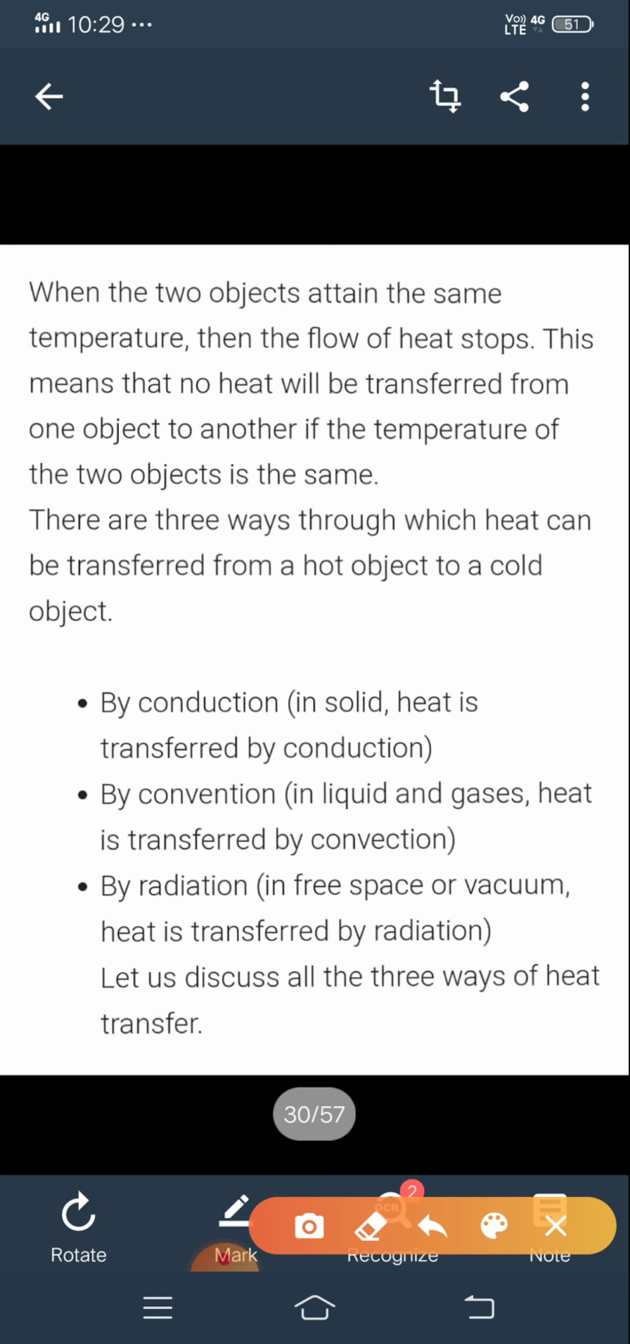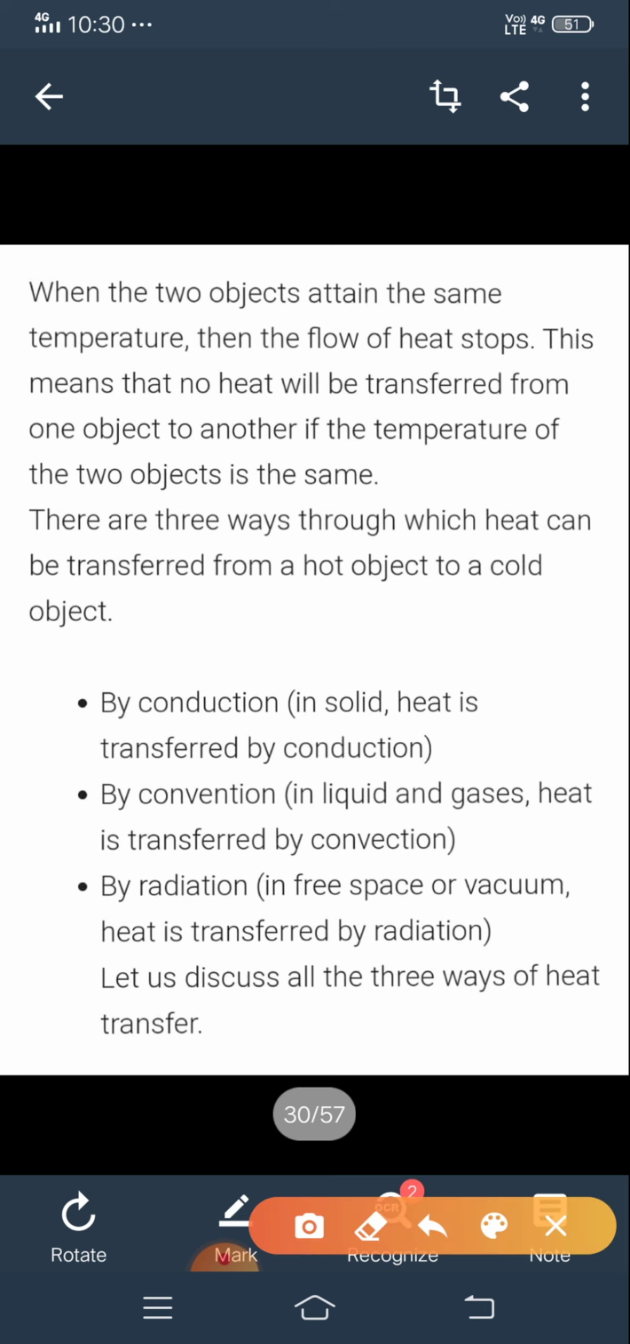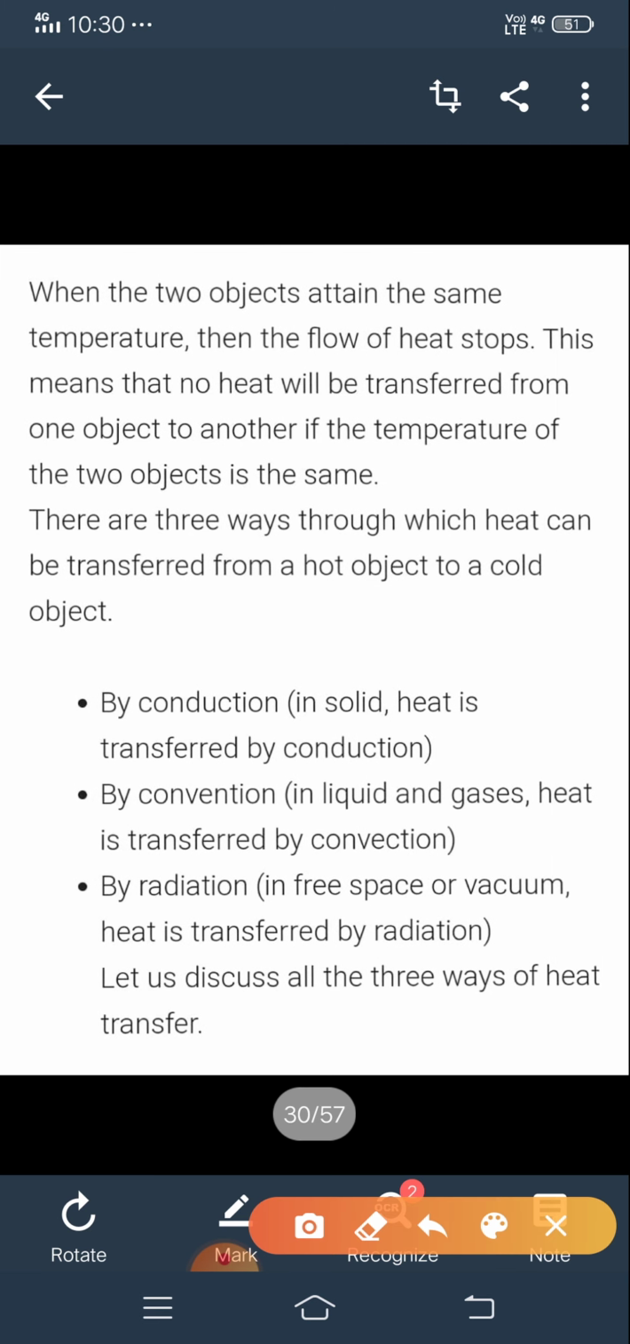Next, there are three ways through which heat can be transferred from a hot object to a cold object. How many ways? Three ways: conduction, convection, and radiation. Let us see the first one, that is conduction.